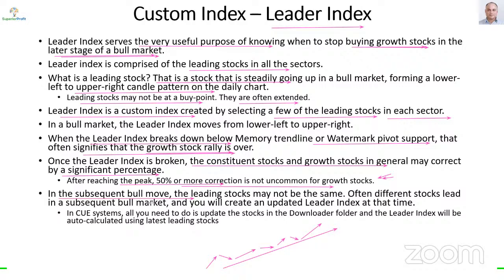Often different stocks lead in a subsequent bull market, and you and I will create an updated leader index. Once we create the updated leader index in a new bull market, we don't have to change it until that leader index is broken. Now the leader index is actually broken. We look at it in Q systems. All you need to do is update the stocks in the downloader folder, and the leader index will be auto calculated.